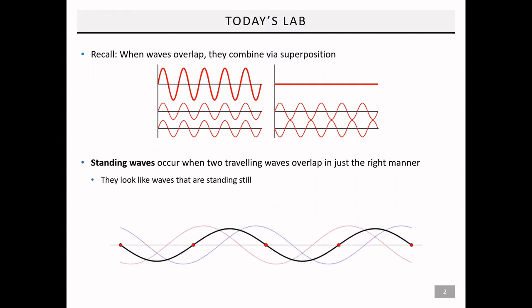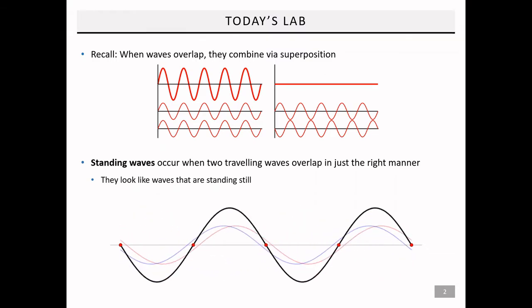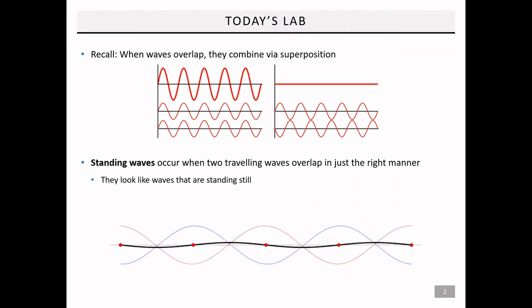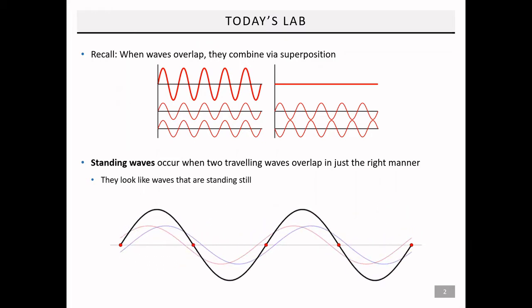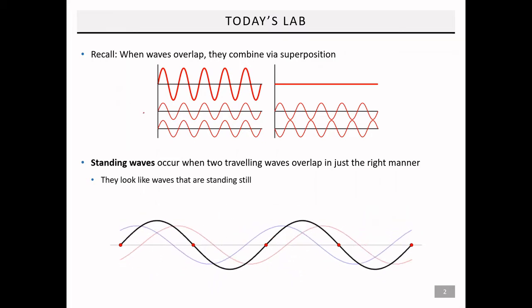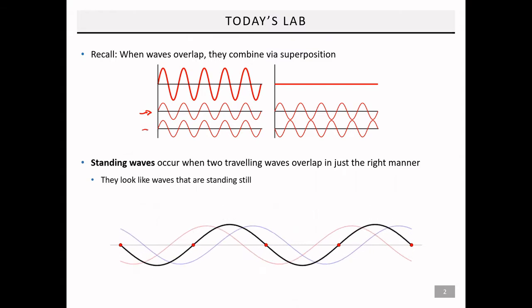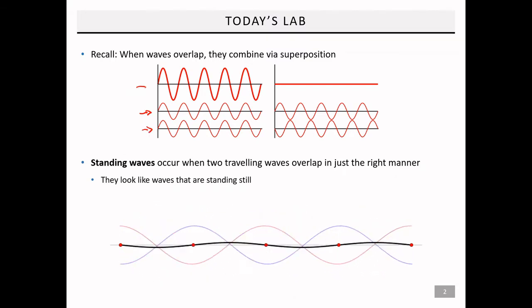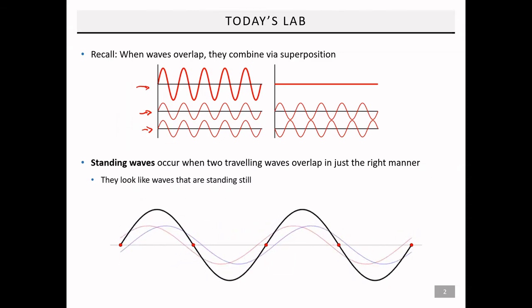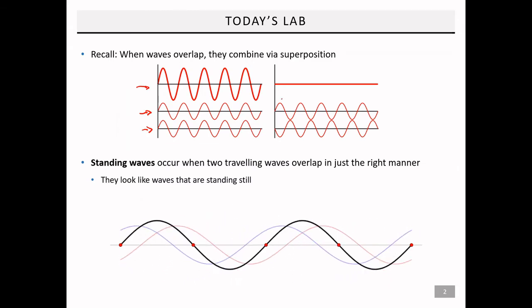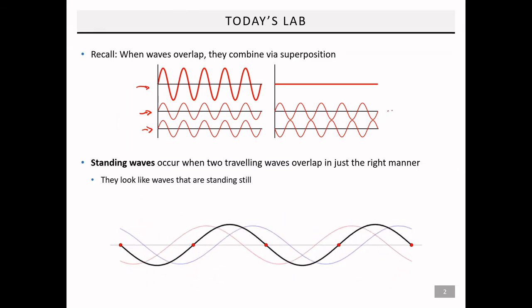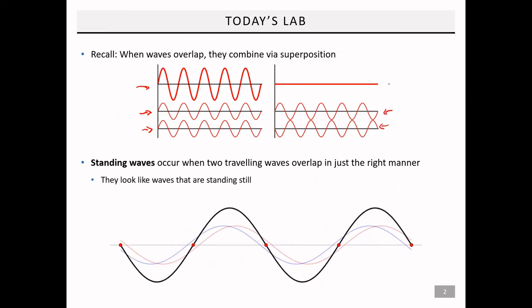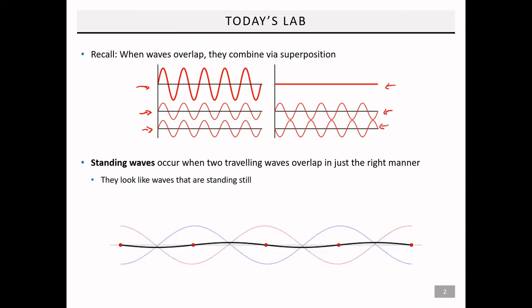We've already learned about how when waves overlap they can combine via superposition. In the figure on the left you have two waves traveling on a string. When they are at the two positions shown, they'll combine to form a wave with larger amplitudes. And on the right, they'll combine to form a wave with actually zero amplitude.